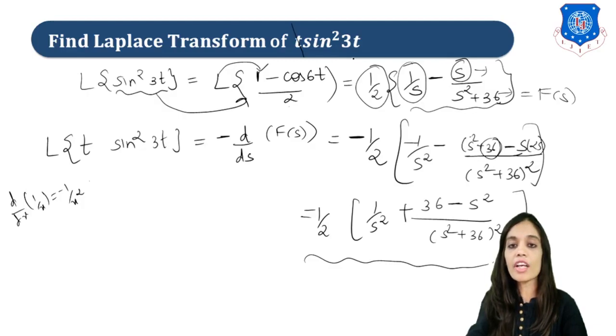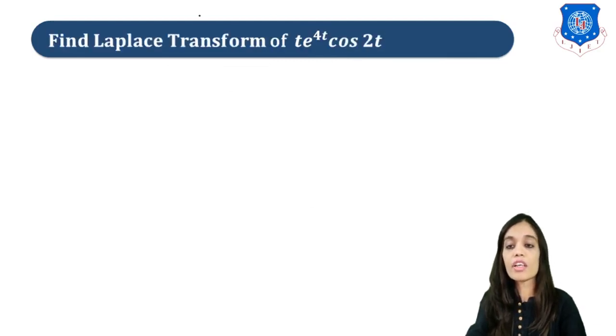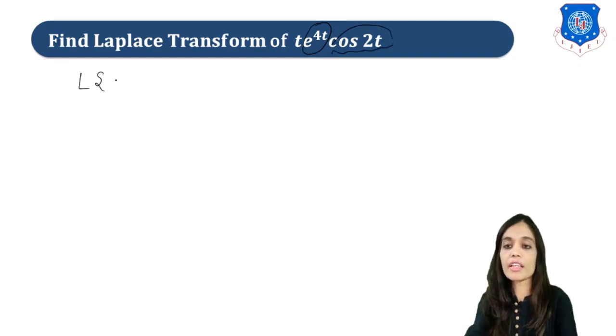Fine. So now let us move on to our next example. That is, we have to find the Laplace transform of t e raised to 4t cos 2t. Right? So this is a very important example. Always apply this e term lastly. So firstly we will begin with cos 2t. Let us find the Laplace of cos 2t. What will it be? s upon s square plus 4. Fine. And name this as f of s.